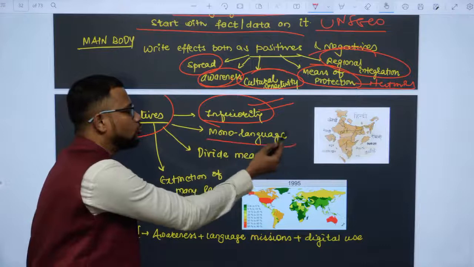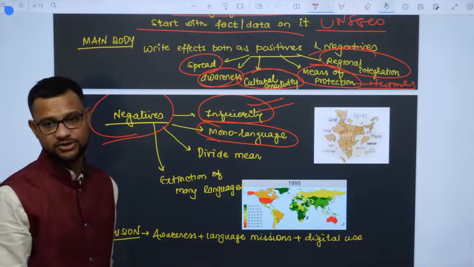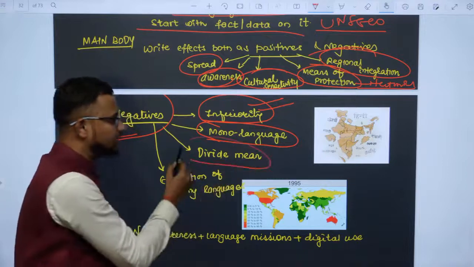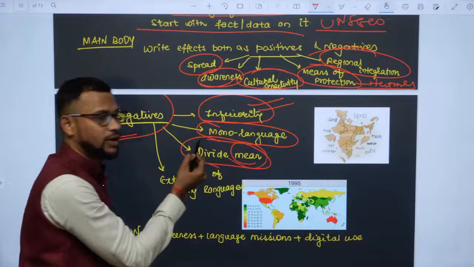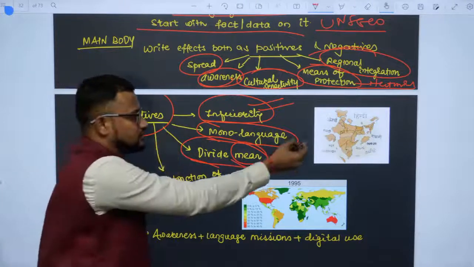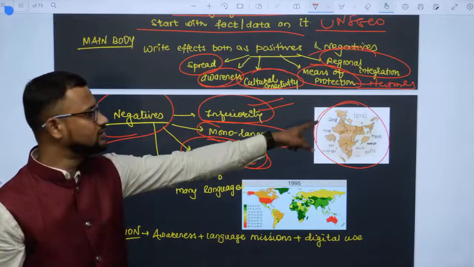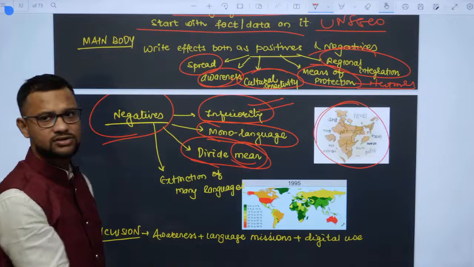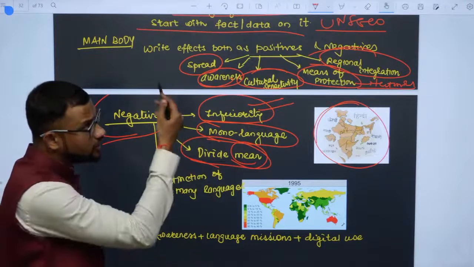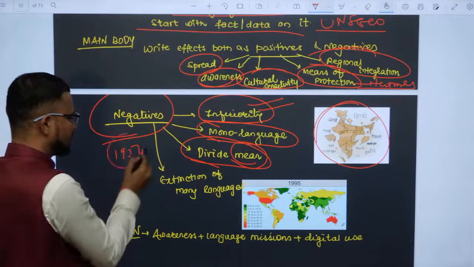Then monoculture of language: globalization has promoted a monoculture of English. Then it is a means of division. Have a look at India: you can divide India into different countries, and ultimately the result is demand for states, a number of states, right? Telangana is an example, connected with the state reorganization of 1954 in India.